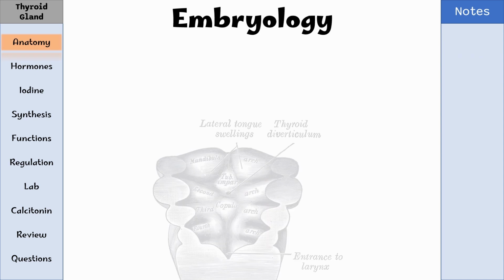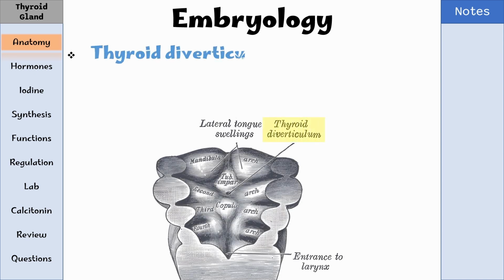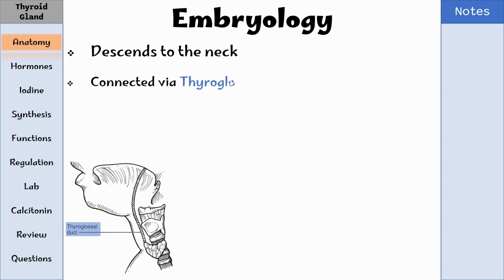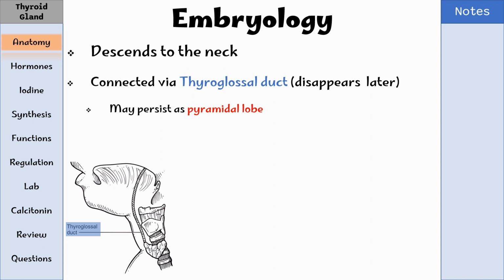In the embryologic period, the thyroid diverticulum arises from the floor of the primitive pharynx. It begins as cells in the base of the tongue, and it descends to the neck to form the thyroid. It becomes connected to the tongue with a structure called the thyroglossal duct, which normally disappears later on, but it may persist as the pyramidal lobe of the thyroid, which we talked about.